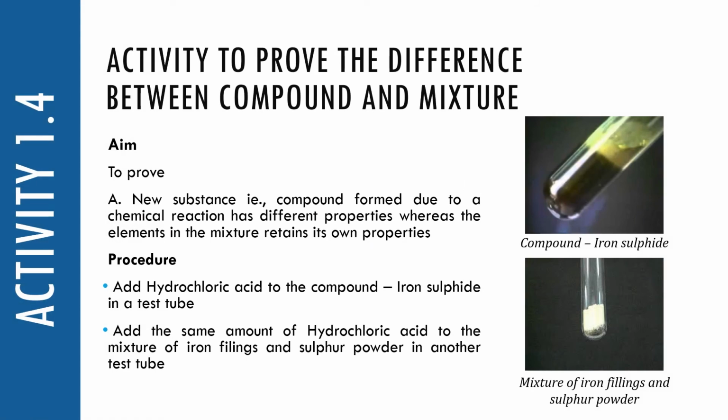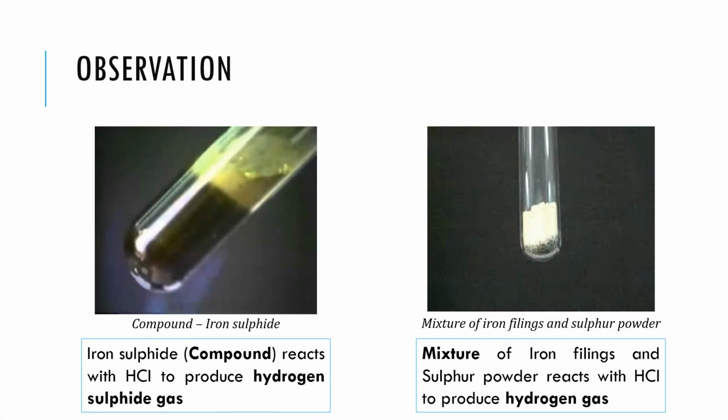Yet another activity. Add hydrochloric acid to the compound iron sulfide in a test tube. Add the same amount of hydrochloric acid to the mixture of iron filings and sulfur powder in another test tube. Iron sulfide reacts with hydrochloric acid to produce hydrogen sulfide gas, which gives a rotten egg smell. Whereas the mixture of iron filings and sulfur powder reacts with hydrochloric acid and produces hydrogen gas.